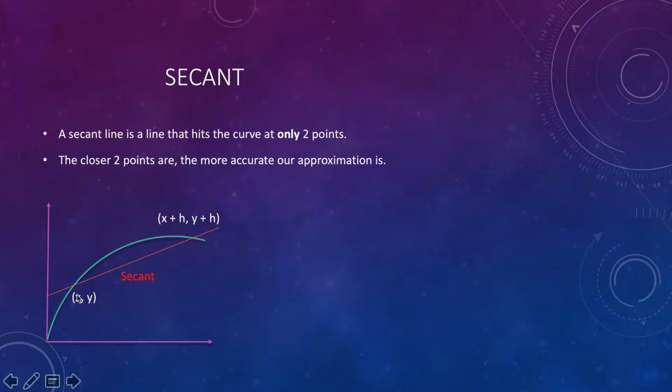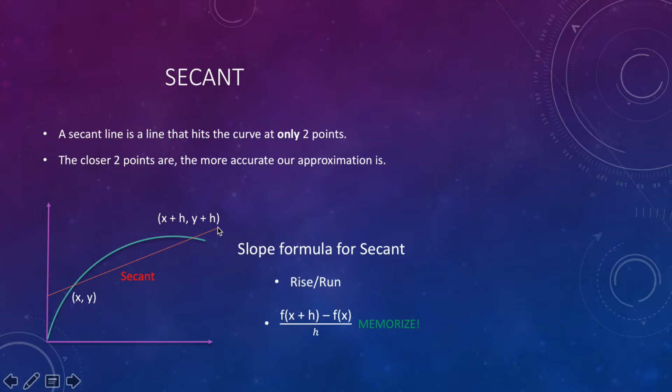So let's take these 2 points, x and y, and x plus h and y plus h. The slope for that secant line in this example right here is the y coordinates, which is f of x plus h minus f of x all over h. Now this is actually pretty important. You should really memorize this because it's going to come in later.